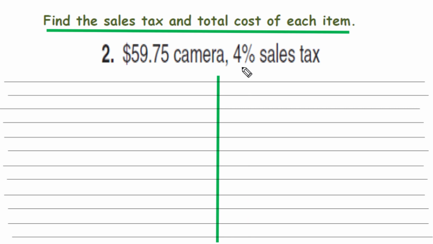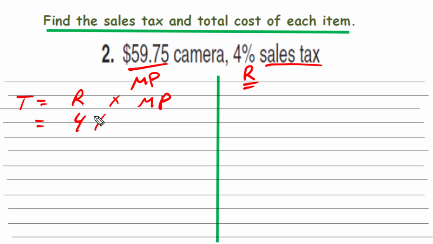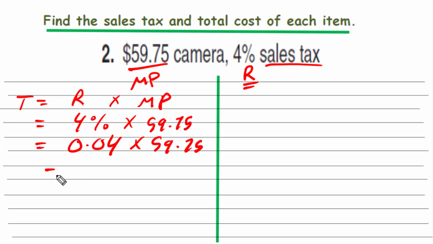Next example, find the sales tax and the total cost of each item. $59.75 camera and 4% sales tax. So the rate of the tax is 4% and the market price is equal to $59.75. To find first the tax, just multiply the rate of the tax by the market price. So we get 4% times 59.75. Now we can write 4% as 0.04 as a decimal times 59.75.